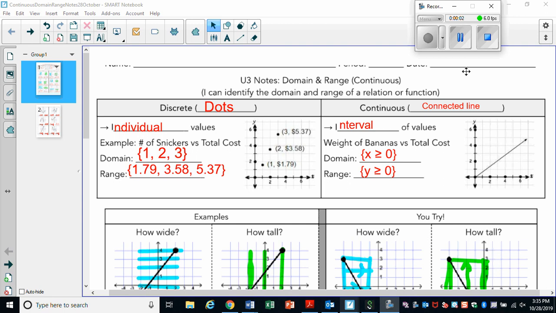Hi, everybody. This is detailed notes about the continuous domain and range.